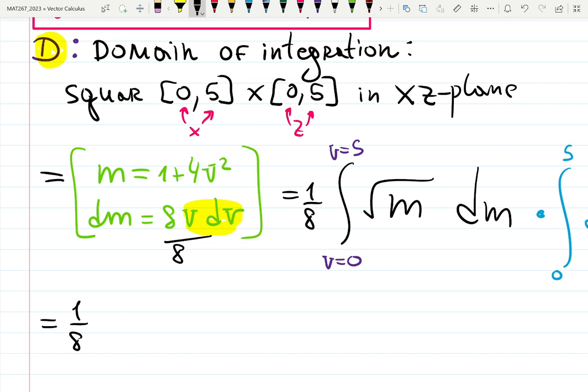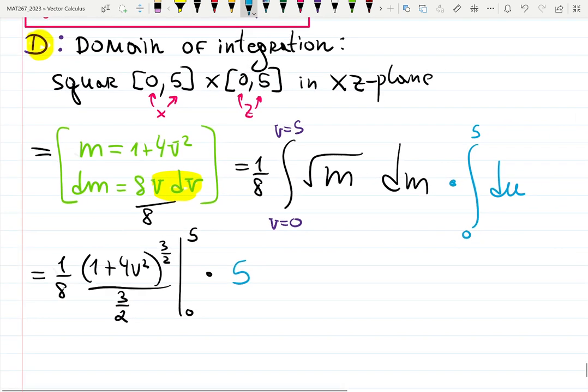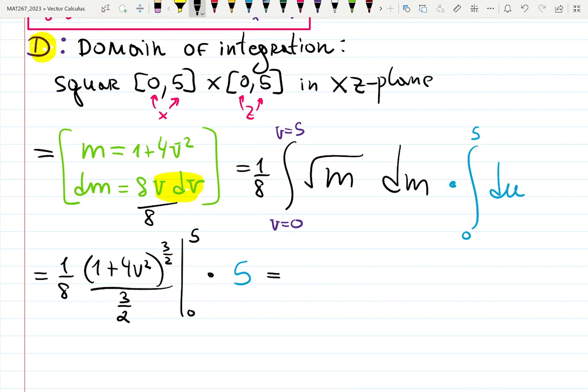Equals 1/8 times the integral of the square root of m. Integrating that gives you m, and I'm immediately going to rewrite m as 1 plus 4v squared raised to the 3 halves. So 1 half becomes 3 halves divided by 3 halves, evaluated from 0 to 5, where we plug in v. That's the integral. Now, for the final answer, carefully plug 5 into v and 0 into v. I need to simplify this: 3 halves flips, the 2 cancels out with 8, and becomes 1 quarter.